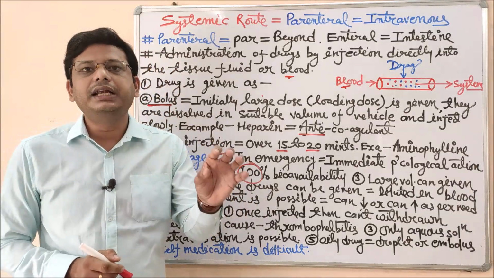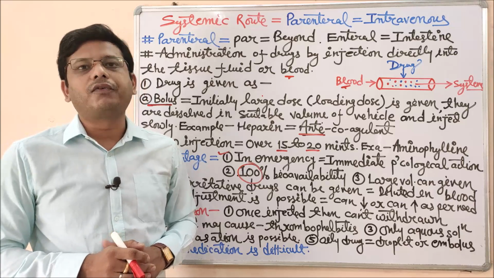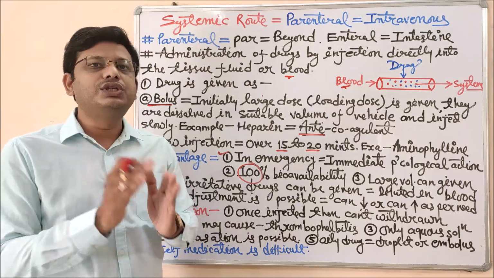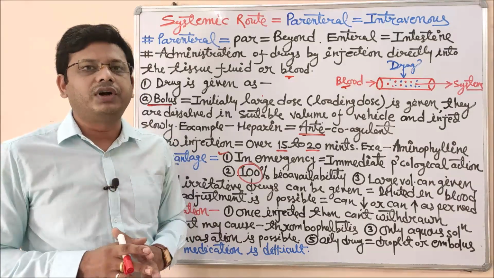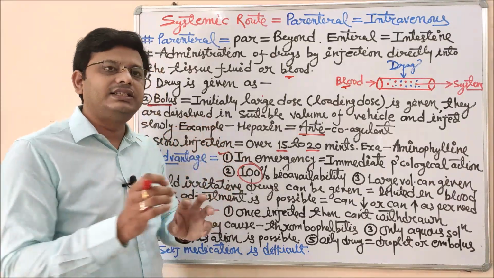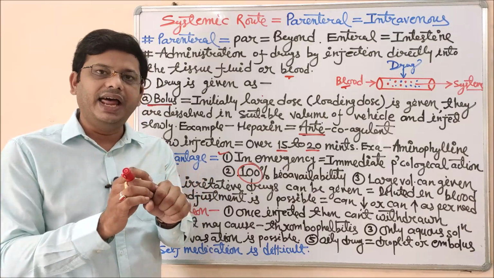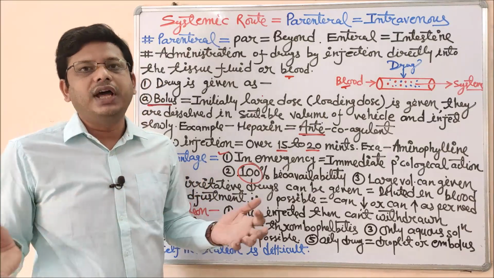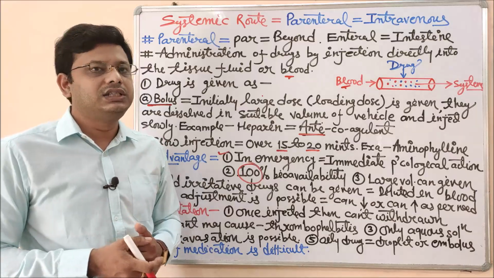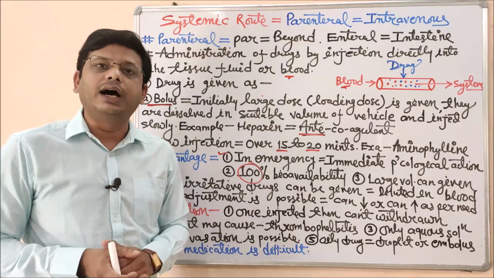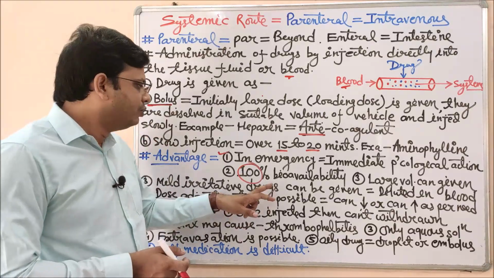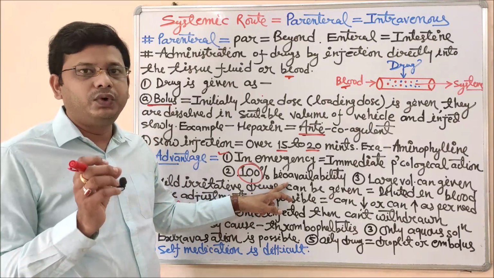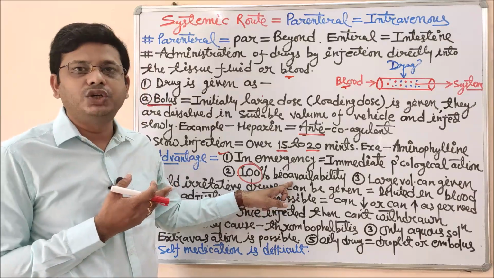Bioavailability means the rate and extent of drug absorbed from its dosage form that reaches the systemic circulation. This is important: in this case, the drug is injected directly into the blood, so 100% bioavailability can be achieved via this route of drug administration. Apart from this route, no route produces 100% bioavailability. Keep this point in mind, because this question comes in sessional examinations.